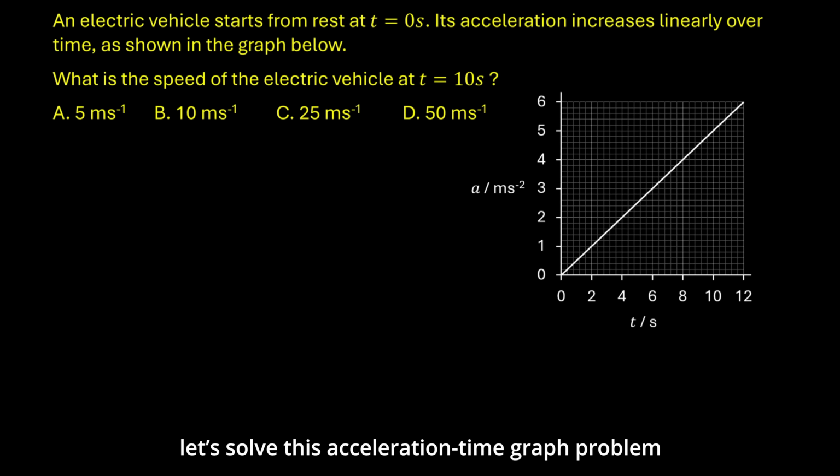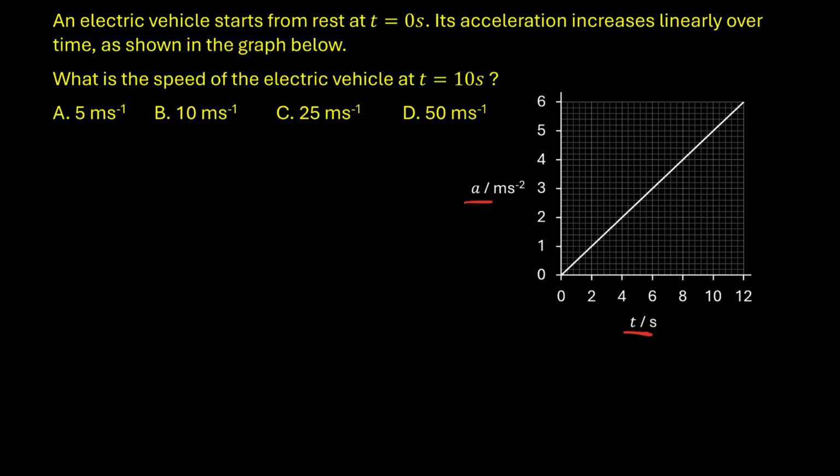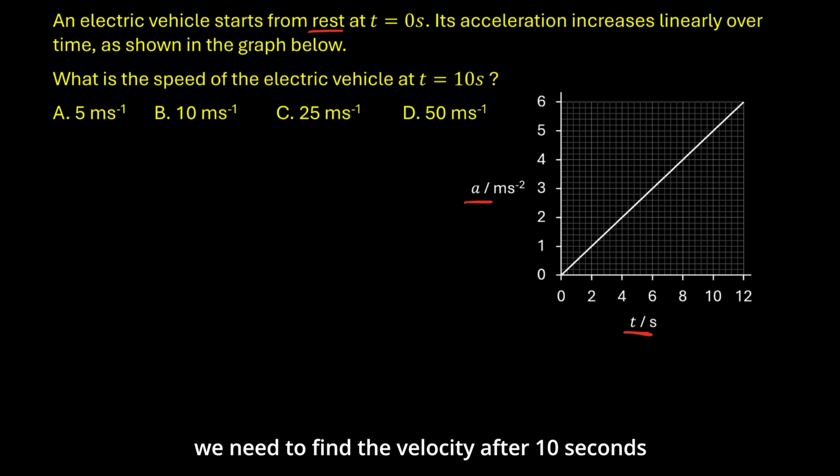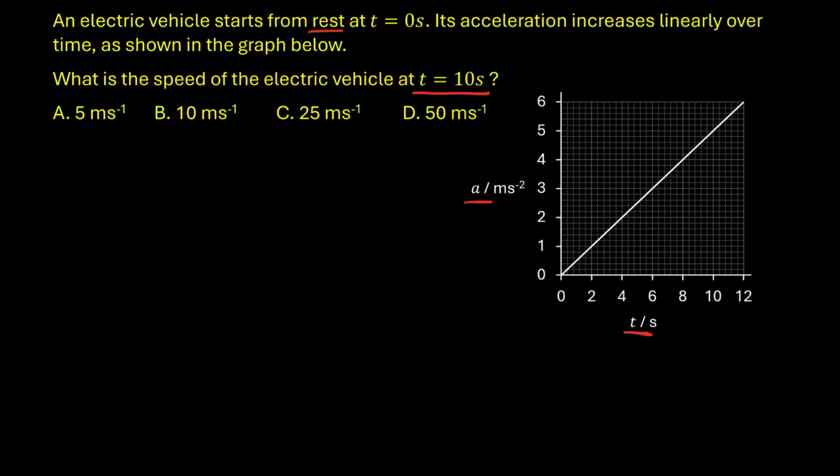In this video, let's solve this acceleration time graph problem. We are given this acceleration time graph. And initially, the vehicle is at rest. It accelerates over time, and we need to find the velocity after 10 seconds. If you watched our previous video, you already know our golden rule.